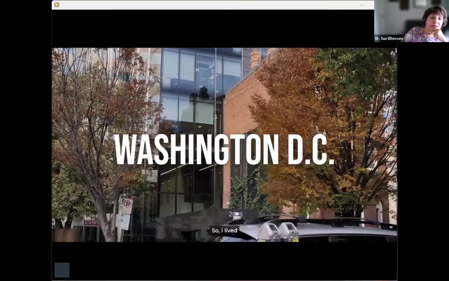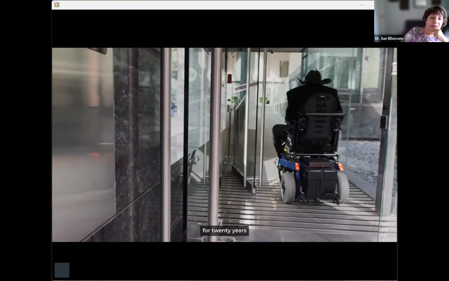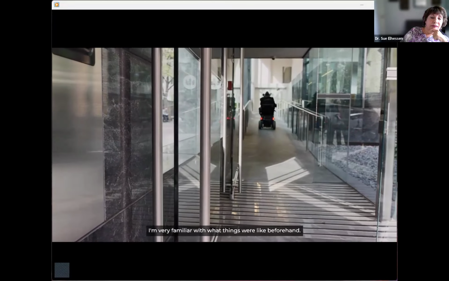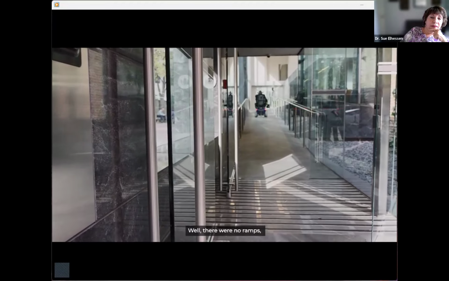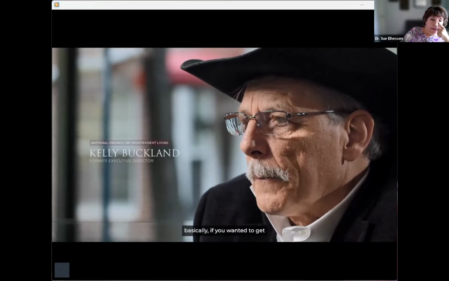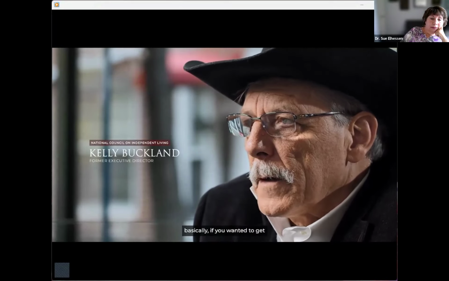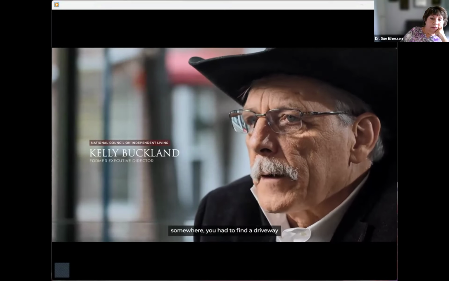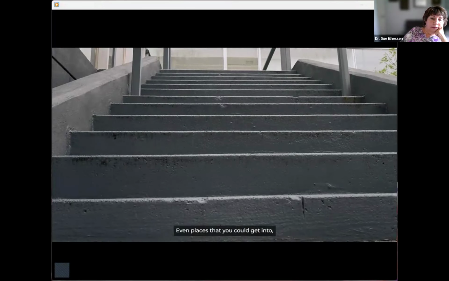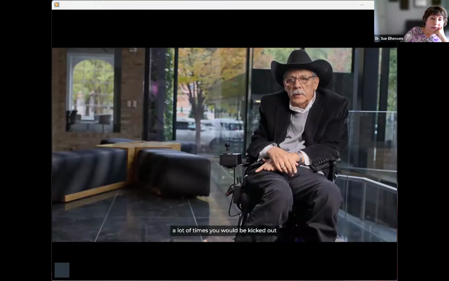So I lived with a disability for 20 years before the bill was made law, so I'm very familiar with what things were like beforehand. Well, there were no ramps, there were no curb cuts. Basically, if you wanted to get somewhere, you had to find a driveway to get back up on the sidewalk. Most buildings were inaccessible, you couldn't get into them. Even places that you could get into, a lot of times you would be kicked out.